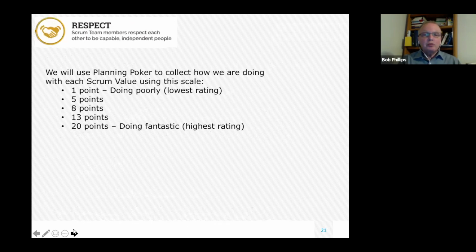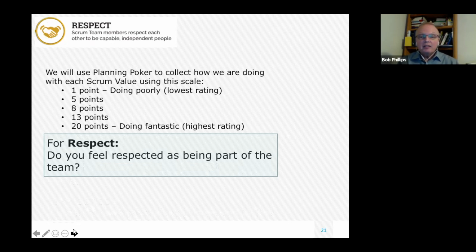So the next one's respect. Again, using planning poker: do you feel respected as being part of the team? Basically we came in right in the middle with around 10 as an average, which I sensed meant there was a very low level of respect.